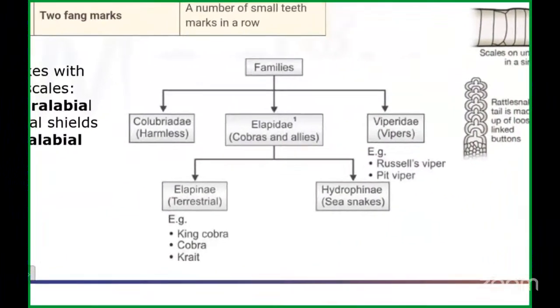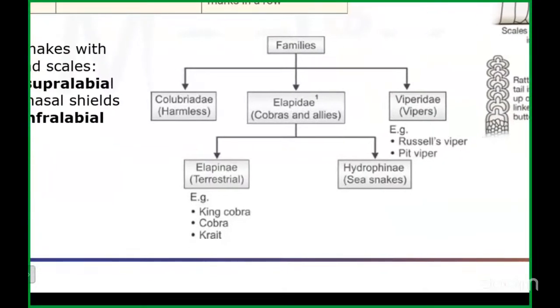Usually, when I talk of snake families, you have the Elapidae and the Viperidae, which are found to be harmful to humans. Elapidae is all about the cobras and the allied families of cobras.